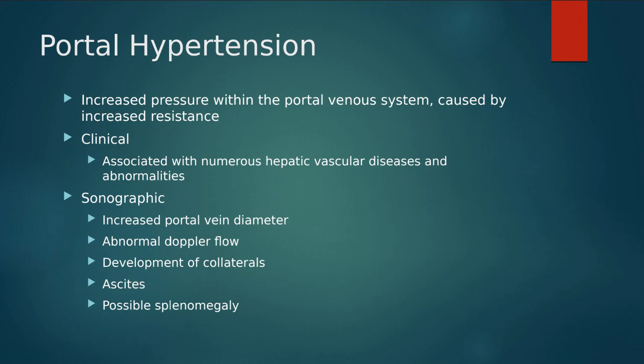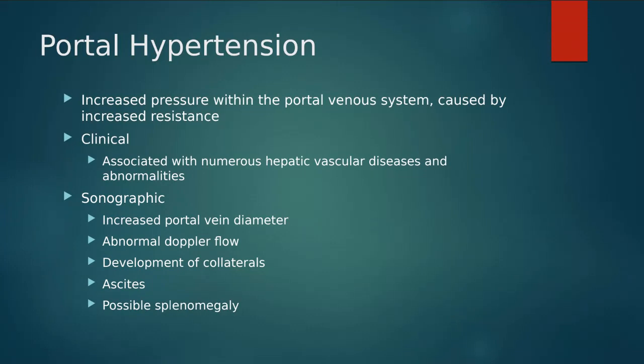Clinically, portal hypertension is going to be seen in association with numerous types of diseases and abnormalities. So clinically, it's all going to depend on what other things your patient has going on. If they have cirrhosis that's causing this portal hypertension, well, then they're going to have symptoms of cirrhosis. If they have a hepatocellular carcinoma that's blocking the pathway of the venous system, well, then they're going to have symptoms associated with that as well.